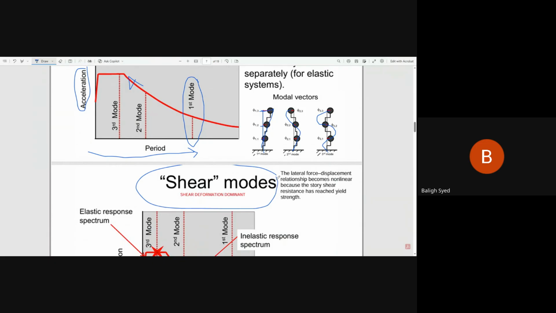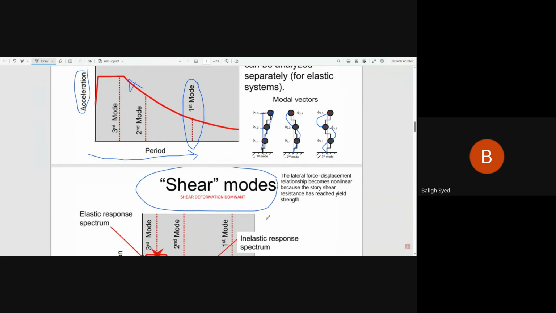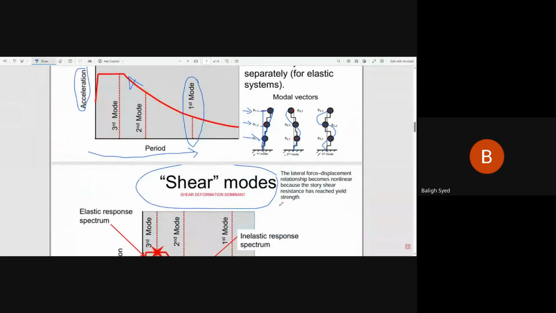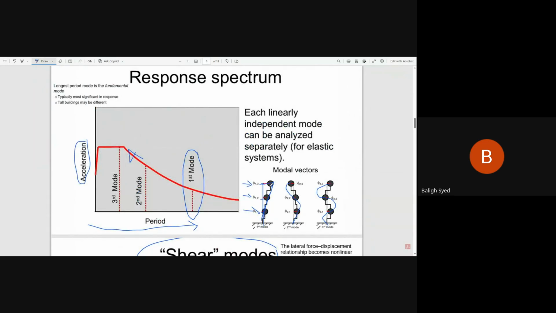And now see the next important concept you've got to understand: shear mode. What is this force? If I apply this force here, and here, and here, obviously the mass is going to move this way. That's why this mode is called the shear mode. The definition of the shear mode is that this is the deformation dominant mode. So usually the first mode, in which the system shows the linear displacement, this displacement curve, is called the shear mode.